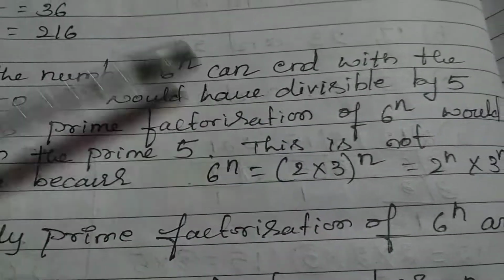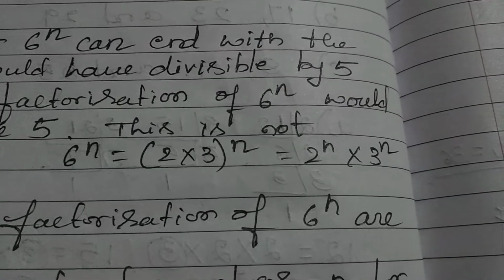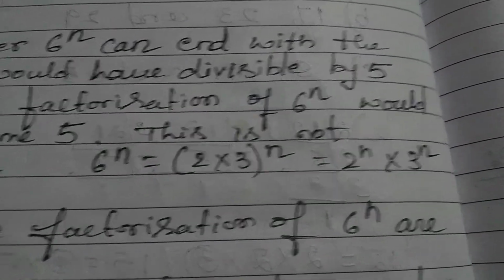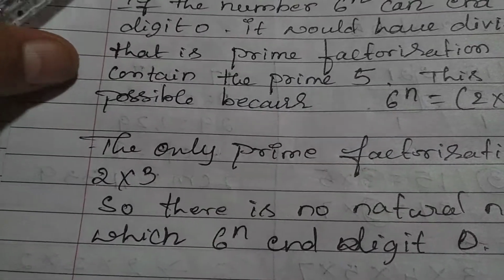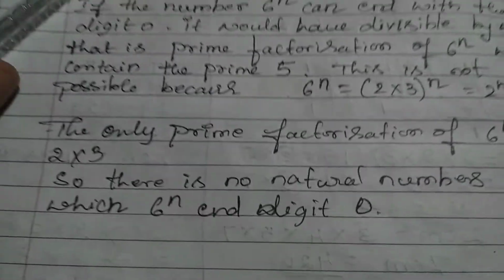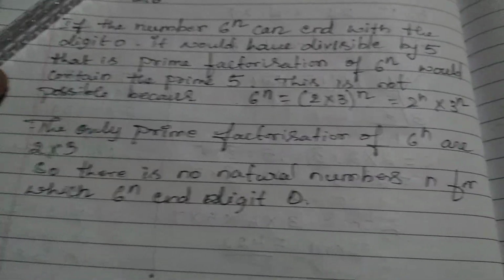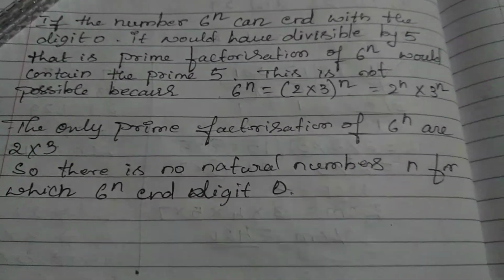2 into 3 to the power of n can be written as 2 to the power of n into 3 to the power of n. So that's why the only prime factors of 6 to the power of n are 2 and 3. So there is no natural number n for which 6 to the power of n ends with the digit 0.